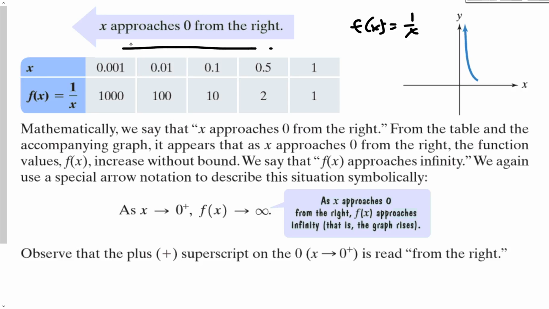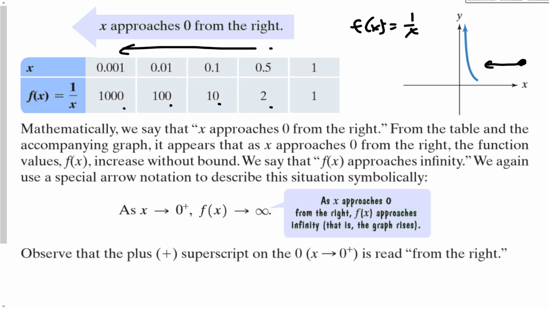So as we approach 0 from the right-hand side, as we start over here and go this way, closer and closer and closer to 0, these numbers are getting bigger and bigger, which means they're going up towards positive infinity. Mathematically, we say that x approaches 0 from the right, and from the table and the accompanying graph, it appears that as x approaches 0 from the right, the function values, f of x, increase without bound. So we say that f of x approaches infinity.